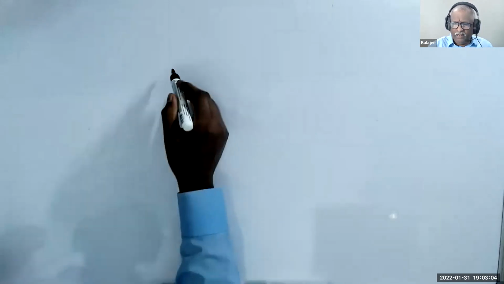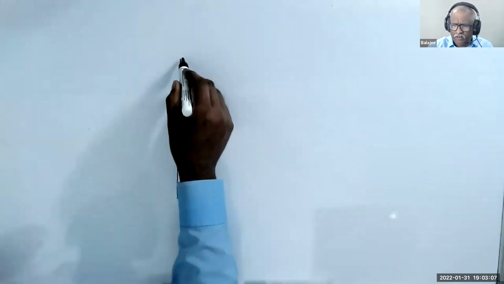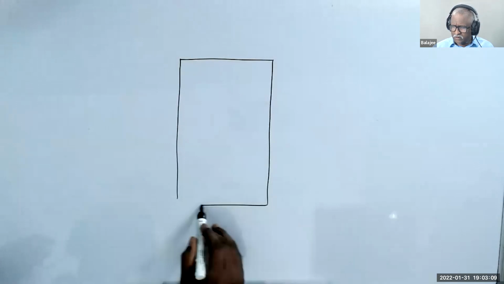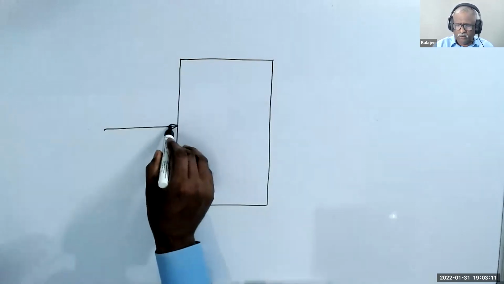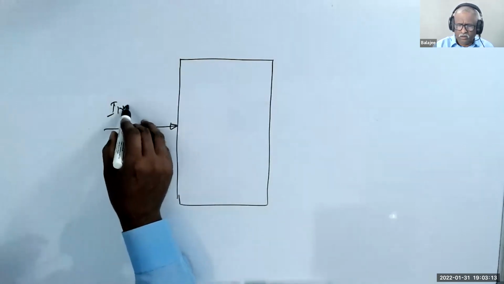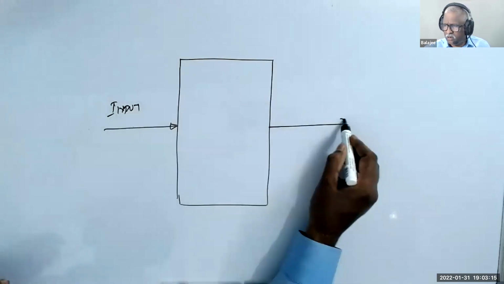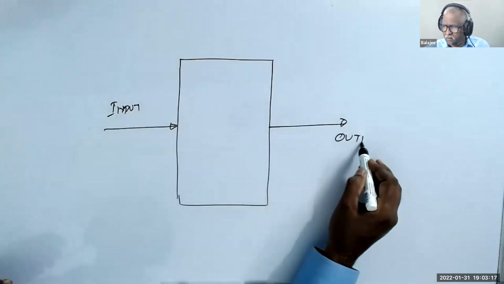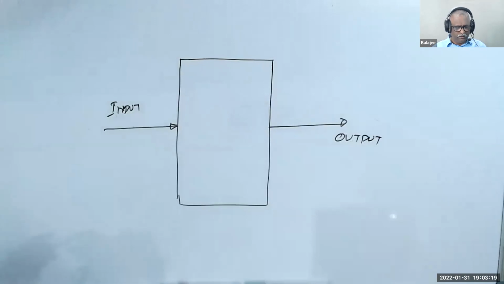Now let us start with a simple one. Once again, I'll start with what is electronics. In typical electronics, we have input and output. That's all we have discussed so far about what is electronics. Am I right?